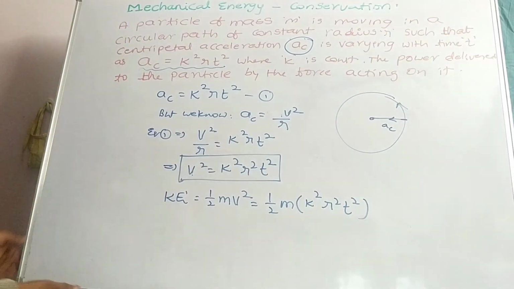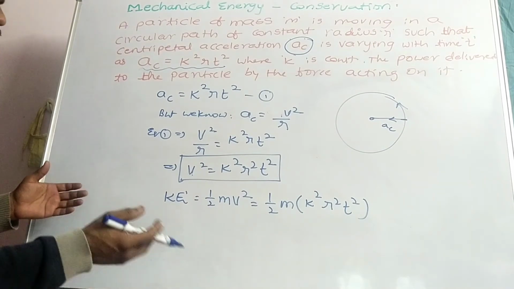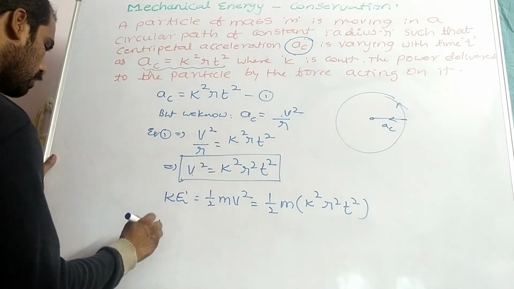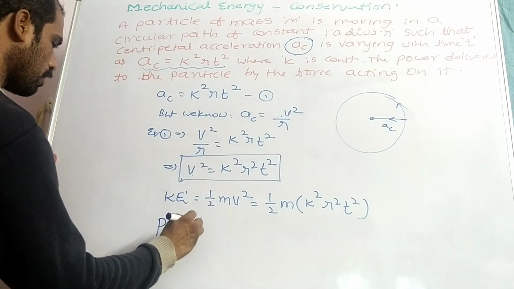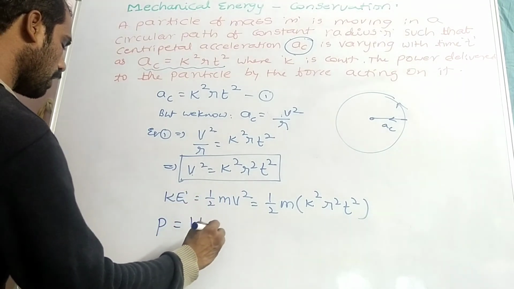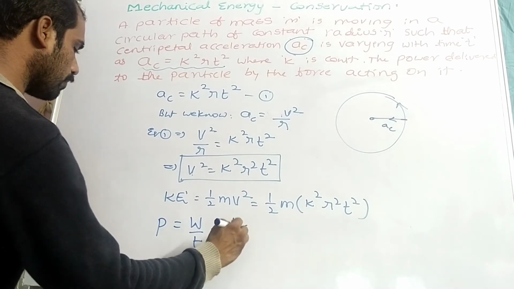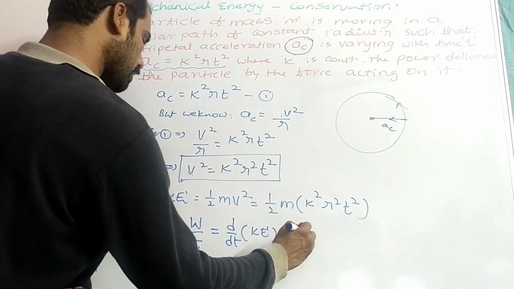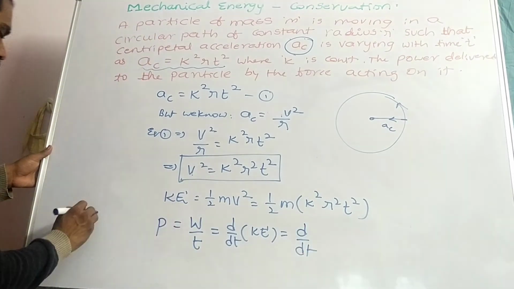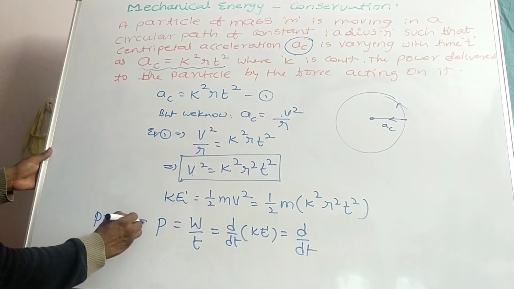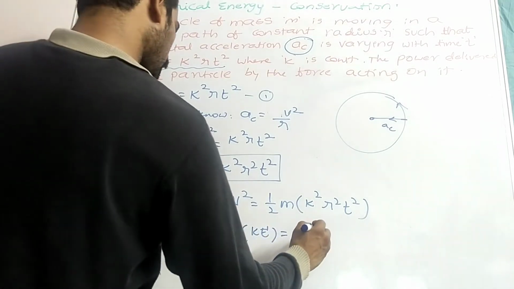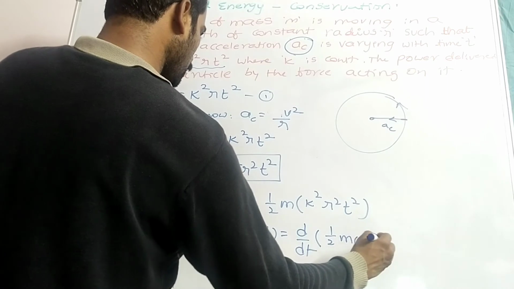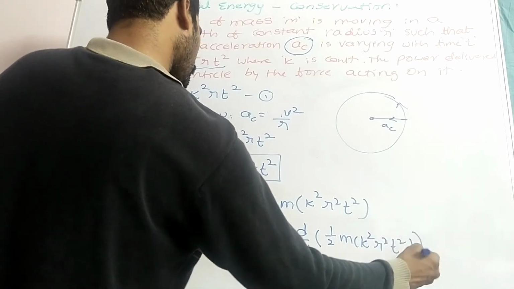According to the work energy theorem, we know the rate of change of work done is power, of course. Power can be written as work done by time, or d by dt of the kinetic energy. That is the power by the applied force. Say power P is equal to d by dt of half into m into k square r square t square.